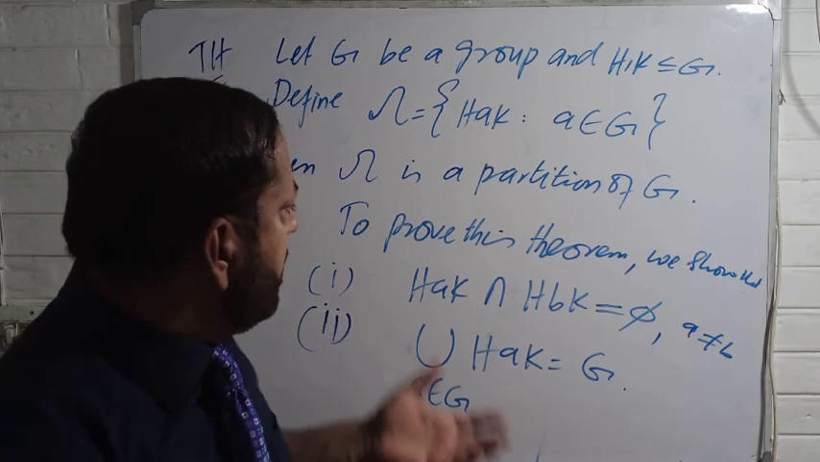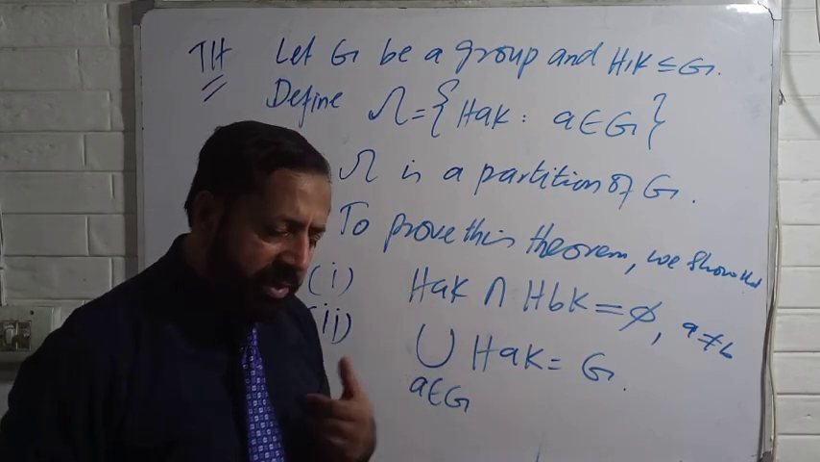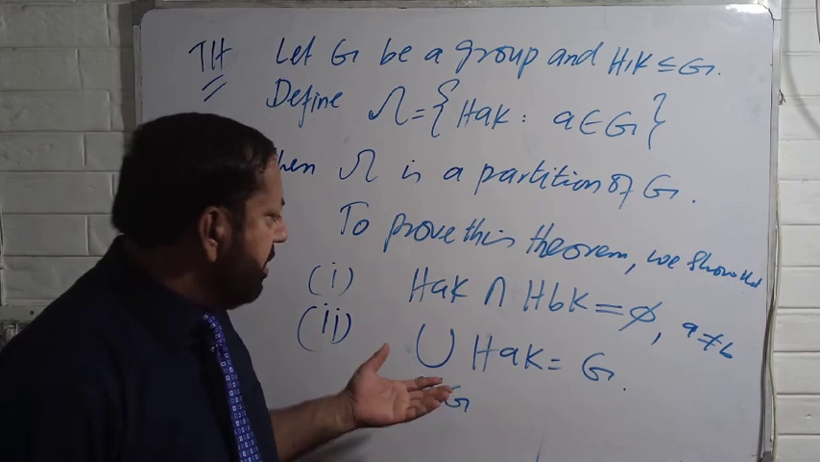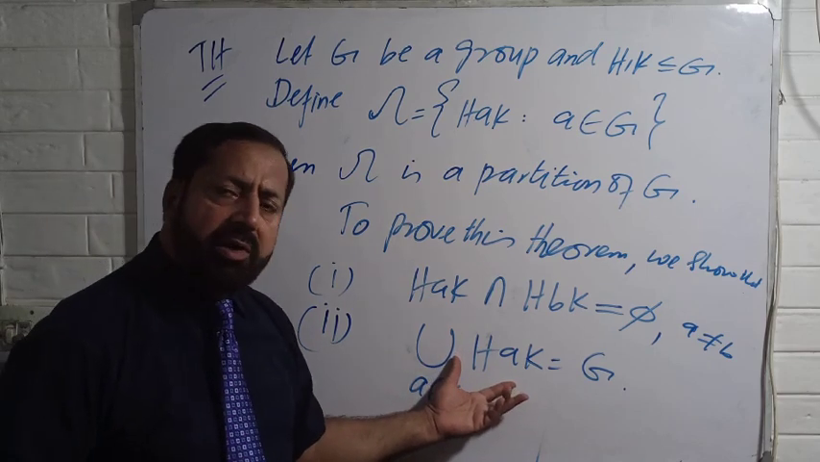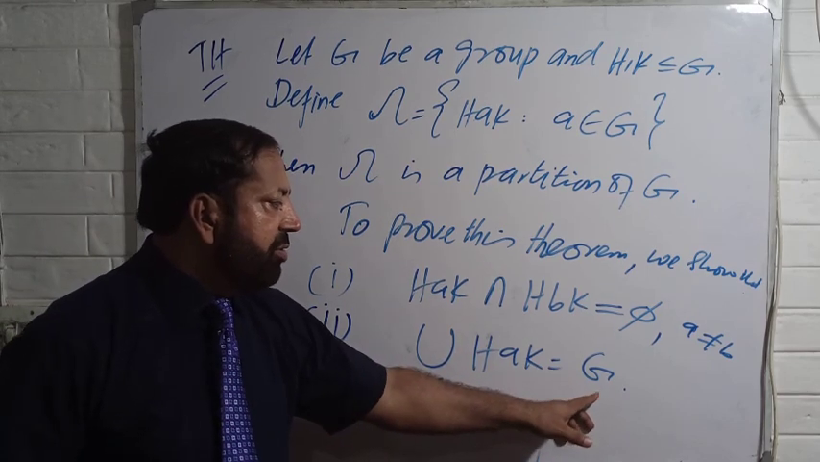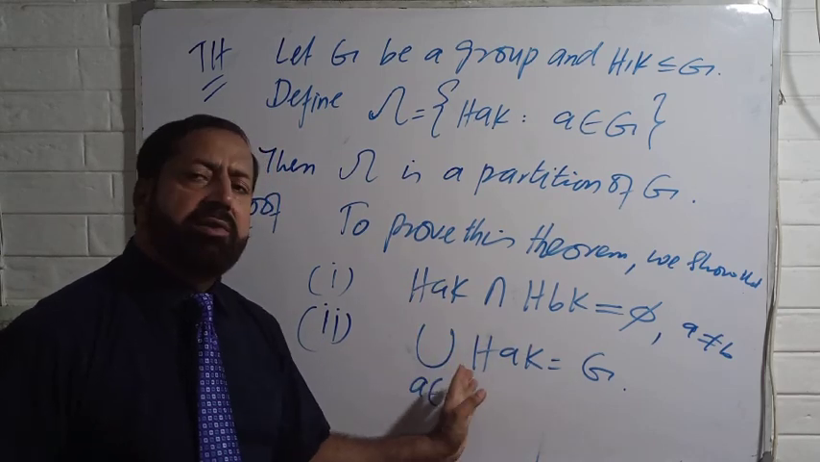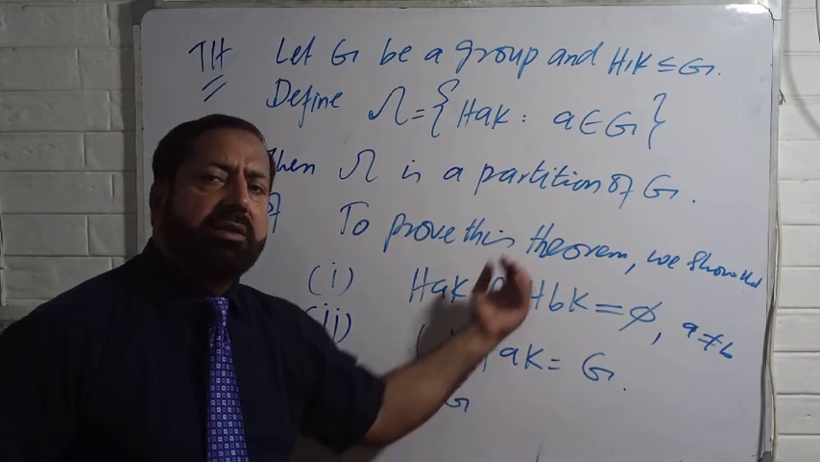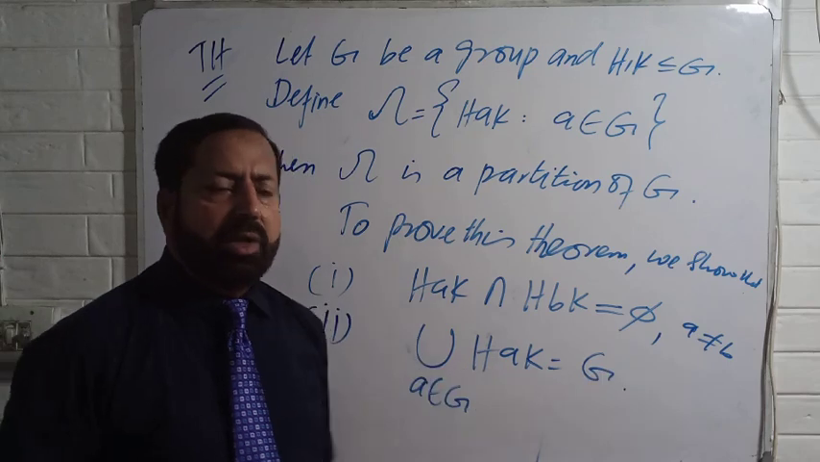Okay, so the first condition would be satisfied, and secondly this is about the equality of sets. You take an element of G and try to show that this is an element of this set, and conversely the elements of this set are in fact the elements of G. Okay, so let's prove.